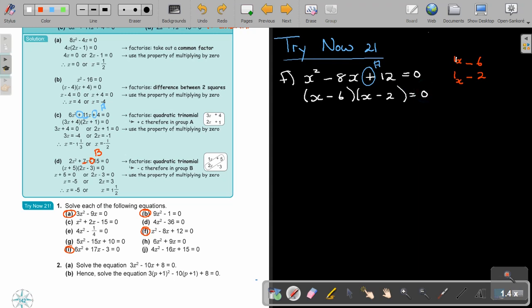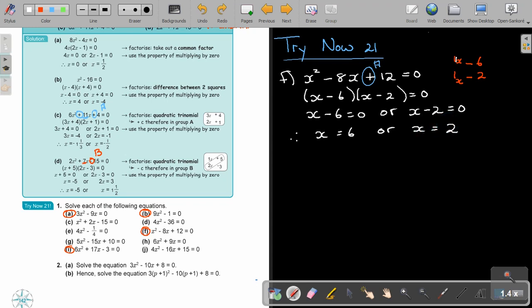And then put this bracket equal to 0, or x minus 2 equals 0, so it was either this or this one that was 0, in order to get the 0 there. So therefore, x is equal to 6, or x is equal to 2.